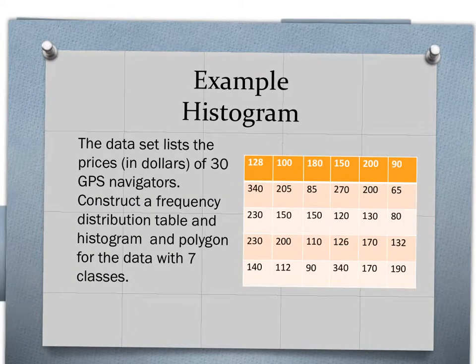Let's look at this example. The data set lists the prices in dollars of 30 GPS navigators. Construct a frequency distribution table. And for this table, we want to have 7 classes.